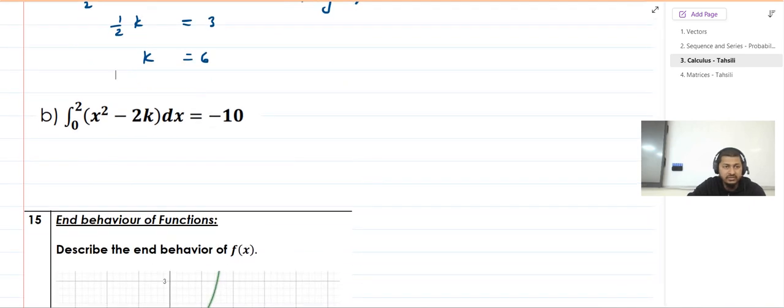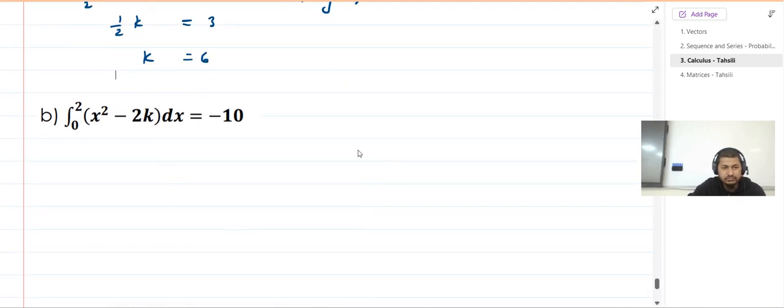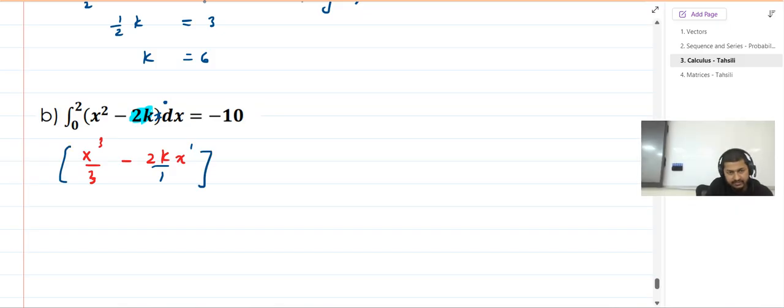The next part, which is part B. So I've got x cubed, we're almost ending, guys. Alright, so x cubed divided by 3 minus 2kx. Remember, 2k is a constant. So what's the variable next to the constant? X to the power 0. I added 1 divided by 1, right? So something like that. From 0 to 2 equals negative 10.